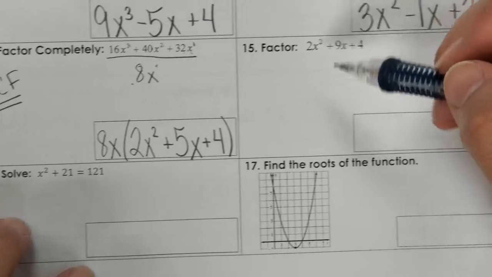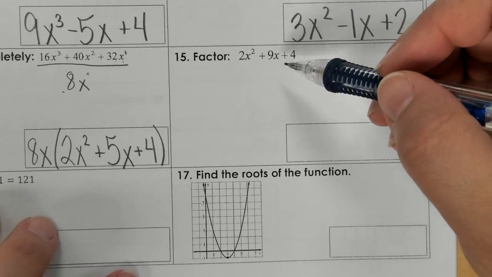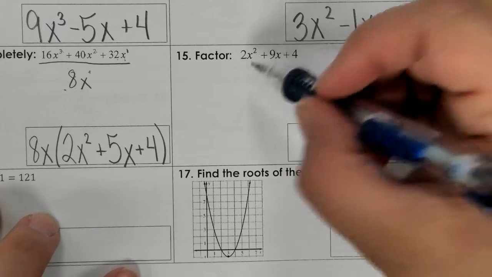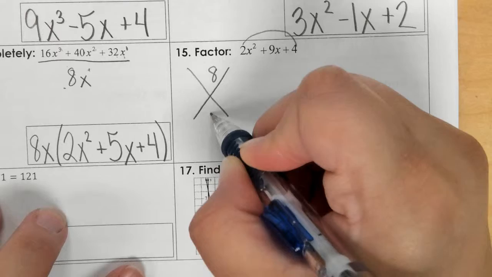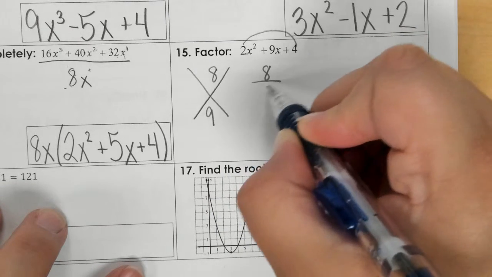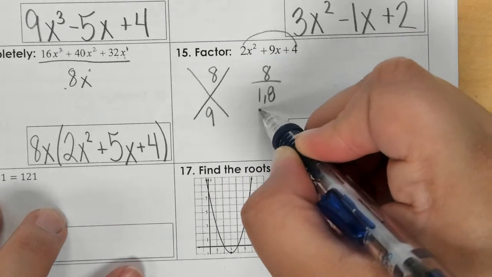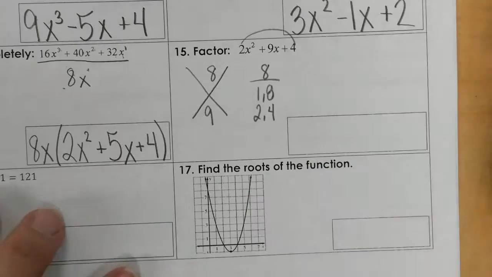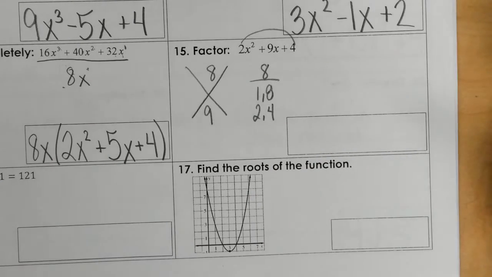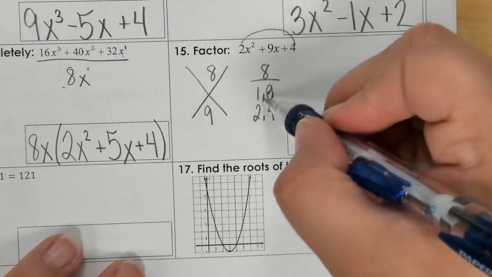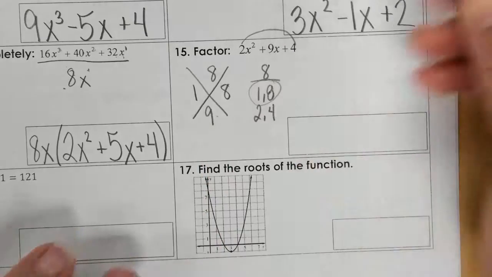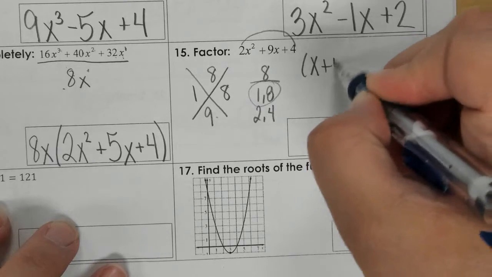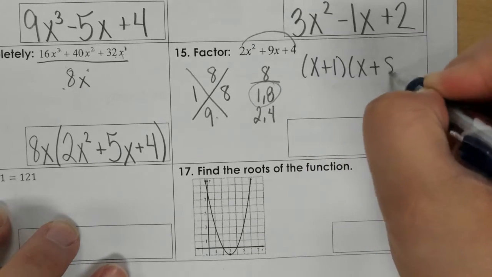Okay, and then number 15, it says to factor. So I go 2 times 4 is 8, and we're trying to get to 9. The factors of 8 are 1 and 8, 2 and 4. So which one of these can get to 9? 1 and 8. So I write x plus 1, x plus 8.